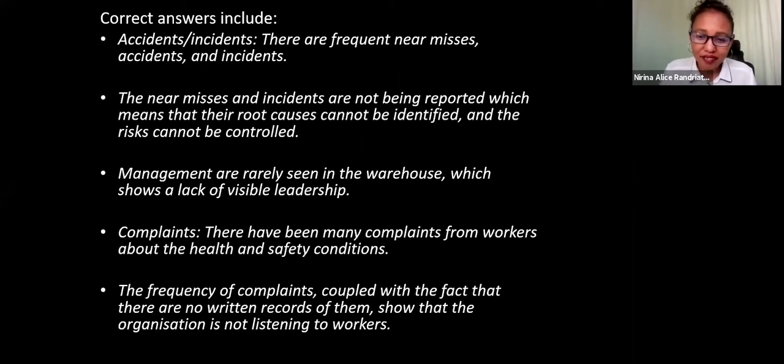Okay. And so on. So here we have near miss, management, complaint, frequency of complaint, and so on. It's like, for those of you who took the Nebosh exam before, this is like the outlining thing. So there's a title and then you elaborate it. And in the elaboration, you are using information from the scenario in order to support your answer.